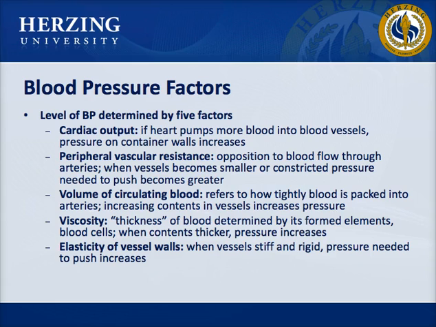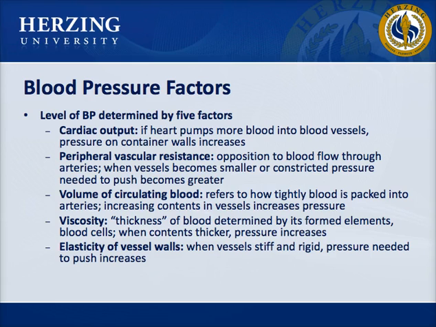In a young adult, several factors affect blood pressure, including age, gender, race, diurnal rhythm, weight, exercise, emotions, and stress. The blood pressure level is determined by 5 factors. The 5 factors are cardiac output, peripheral vascular resistance, volume of circulating blood, viscosity, and vessel wall elasticity.